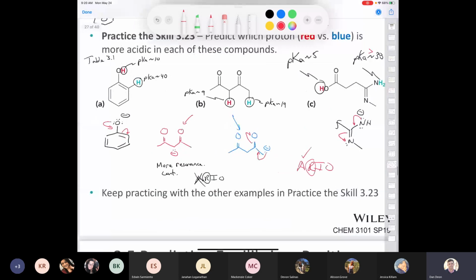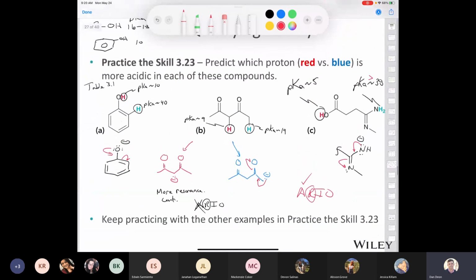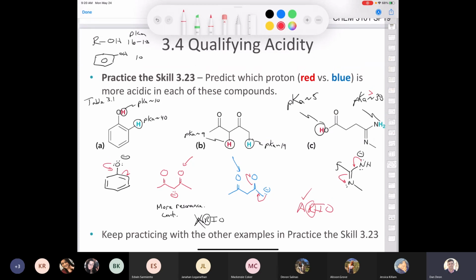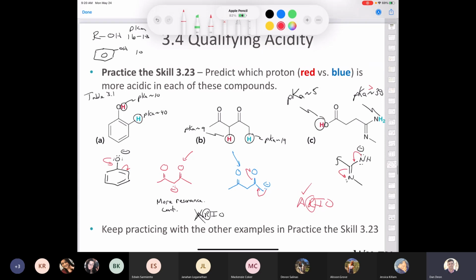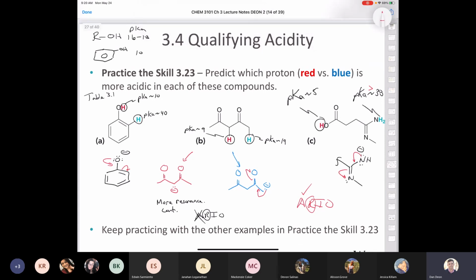All right, and I recommend that you try some other practice problems, like the ones that are in practice the skill 3.23. These skill builders and practice the skill problems in our textbook, authored by David Klein himself, are excellent tools for students to use in mastering the content. It's almost like you can go back in the book and read while he reteaches little parts of it that he knows can be troublesome for students. Organic chemistry is not a simple subject, so it can be really handy to go back and take a look at those.